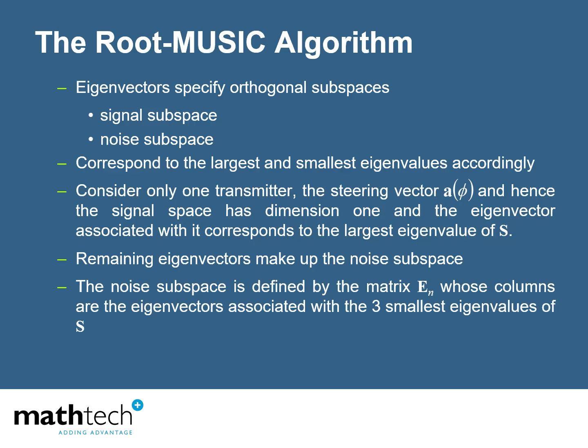Eigenvectors specify orthogonal subspaces, the signal subspace and the noise subspace. These correspond to the largest and smallest eigenvalues accordingly. Consider only one transmitter: the steering vector A, and hence the signal subspace, has dimension 1. This is associated with the largest eigenvalue of S. The remaining eigenvalues make up the noise subspace. The noise subspace E is defined by the eigenvectors associated with the 3 smallest eigenvalues.